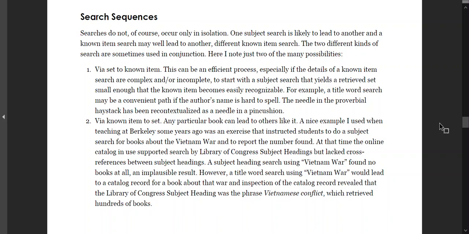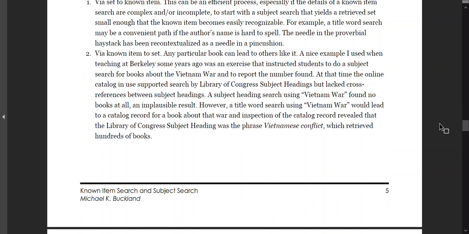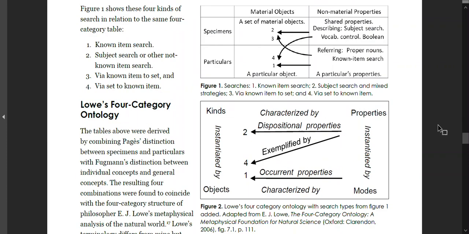However, a title word search using Vietnam War would lead to a catalog record for a book about war, and inspection of the catalog record revealed the Library of Congress subject heading was the phrase Vietnamese conflict, which retrieved hundreds of books. Yes, this is a fun thing to learn about the Vietnam War. I can't remember if they ever actually fixed this, but it drives me nuts because, yes, technically we did not declare war, but yeah. We're back to natural language parsing and the Library of Congress catching up to society.